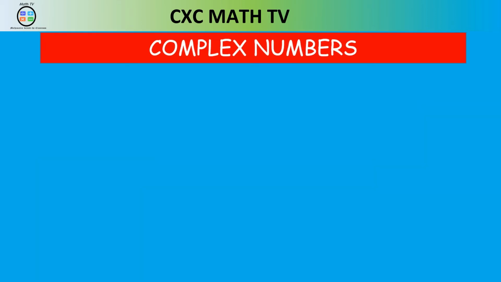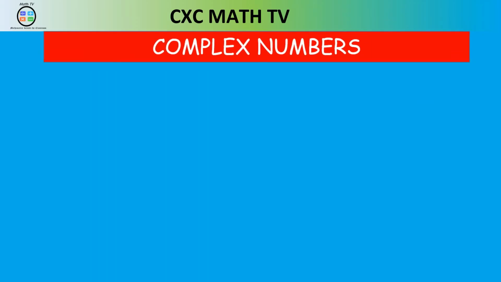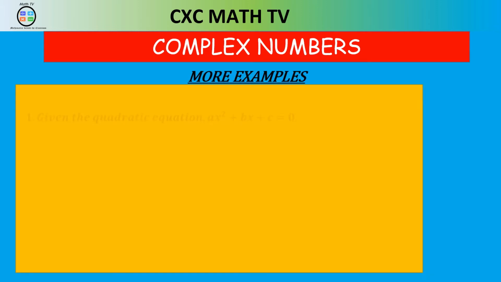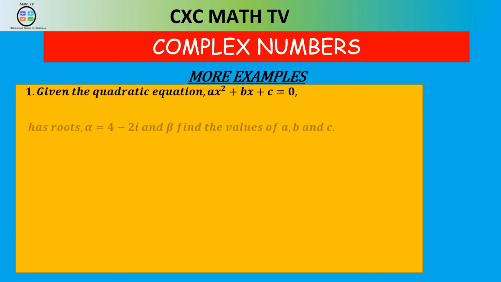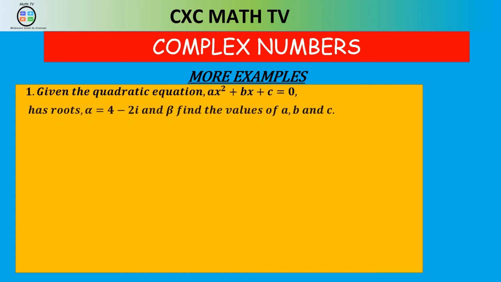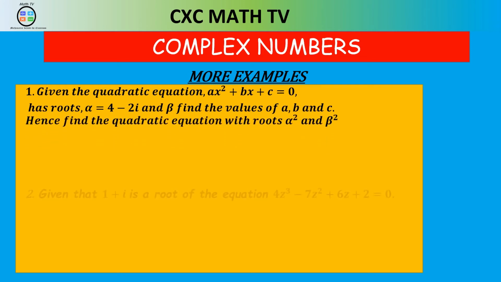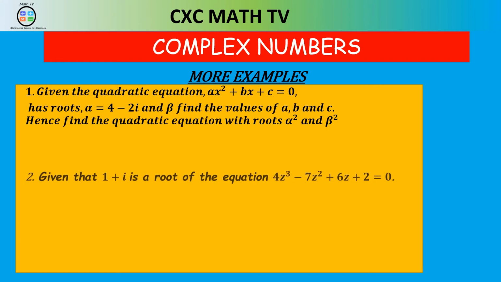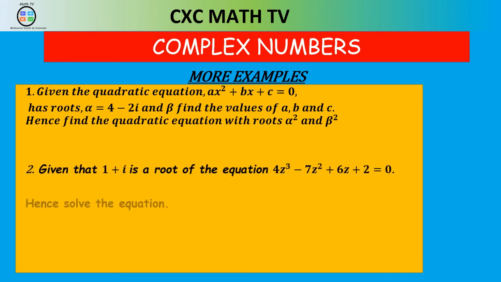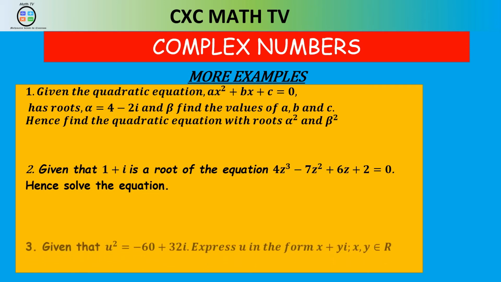Now let's go ahead and look at some exam style questions. This one says, given the quadratic equation ax squared plus bx plus c equals 0, and that it has roots alpha being 4 minus 2i and beta, find the values of a, b, and c, and hence find the quadratic equation with roots alpha squared and beta squared. Now that's a big question right there.